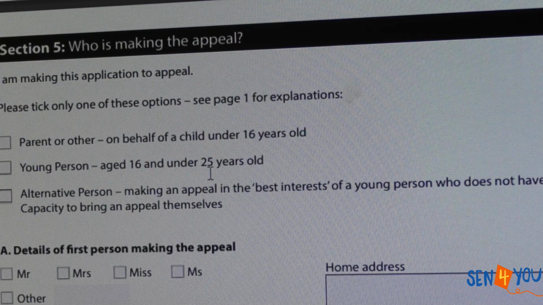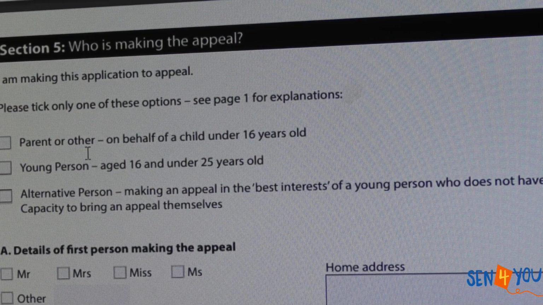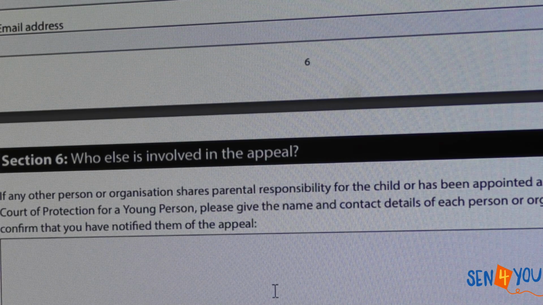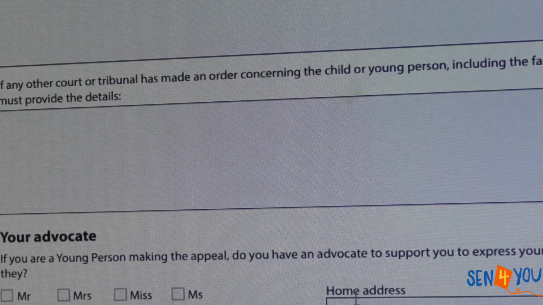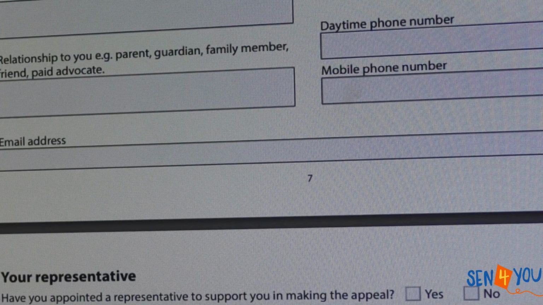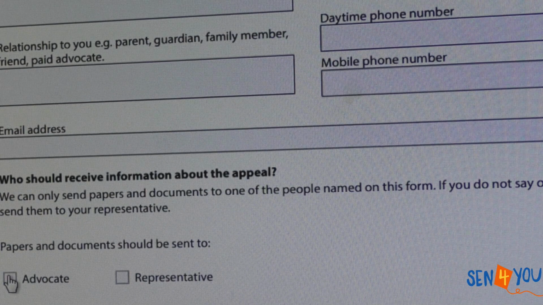And again, you've got the same box, section 5, which is about who's making the appeal. Is it the parent, the young person, or the alternative person? And you provide in this part of the form the personal details of the person bringing the appeal and anyone else involved in the appeal or who needs to be involved, in section 6. Again, you get the opportunity to put in details of the advocate you've appointed or the representative, and they provide their details in that part of the form as well. And again, you decide who is going to deal with the appeal papers.